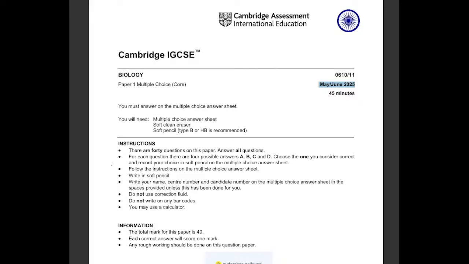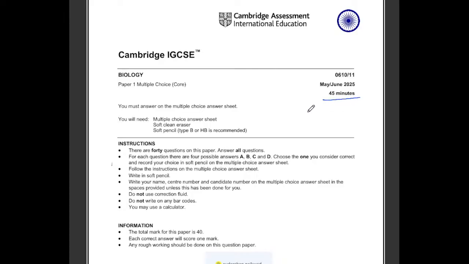Okay, that's the paper that we are going to check out today. This is the IGCSE 0610/11 multiple choice paper, the MCQ, and it is the core paper that we are going to solve today. Please remember, the core paper or the extended paper duration is 45 minutes.